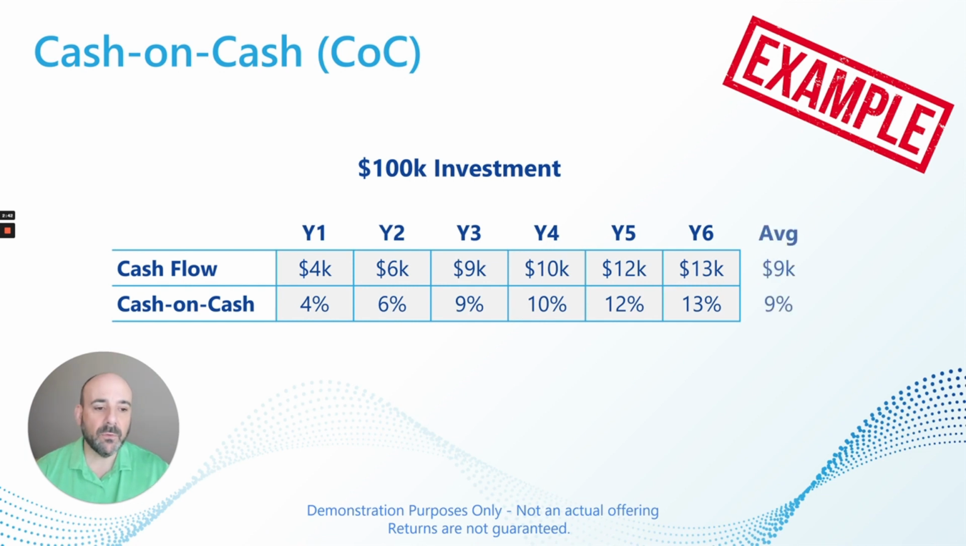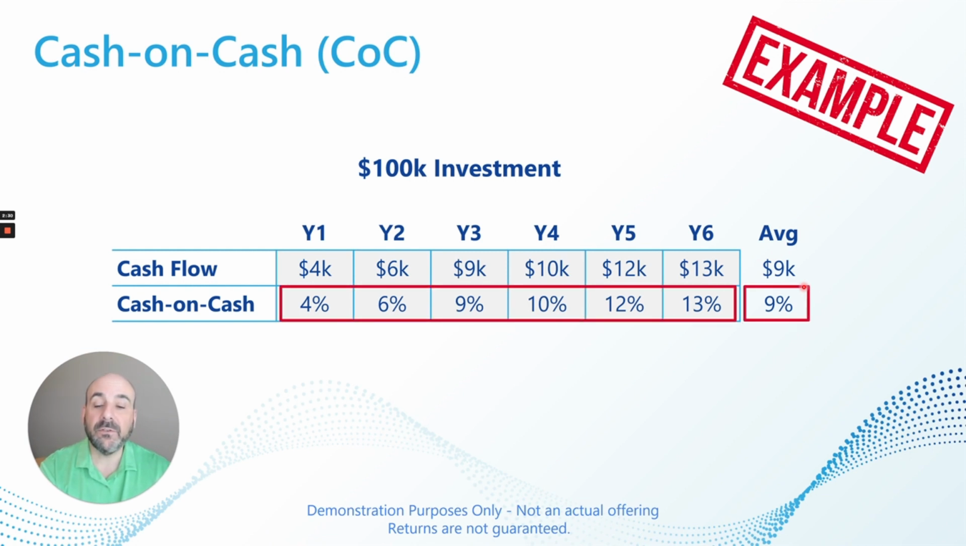A lot of people will, at the end, average it out. So let's say, what's the average annual income that came in? In this case, it was $9,000, a 9% cash on cash, which represents an average of the 6 years worth of cash on cash returns. So that's cash on cash at a high level.